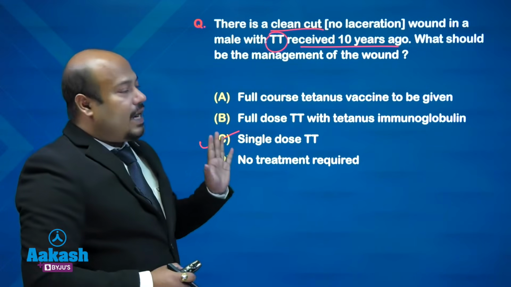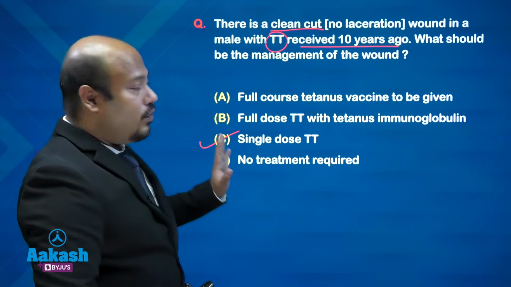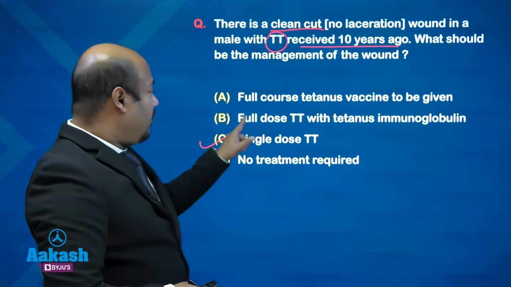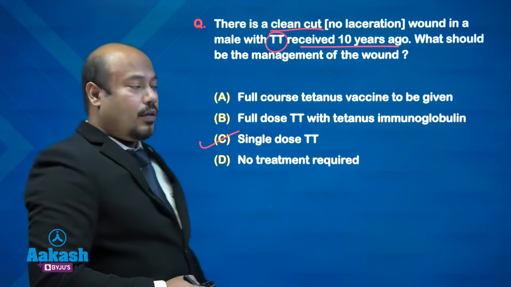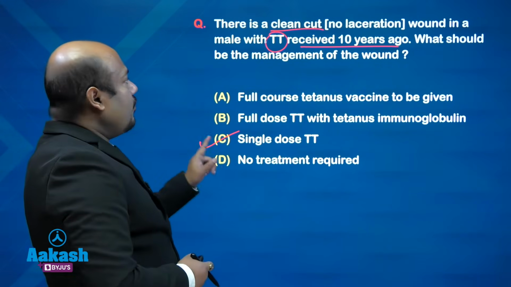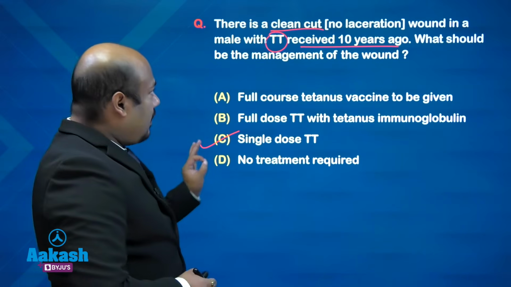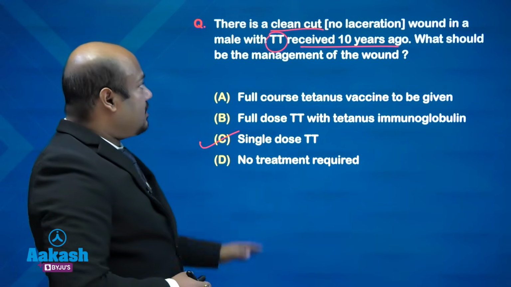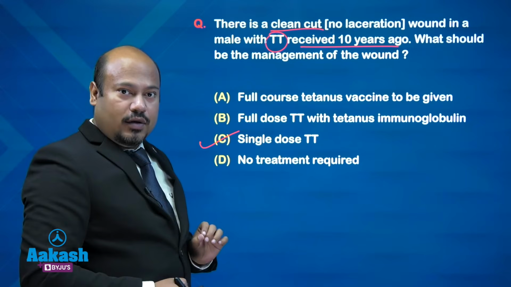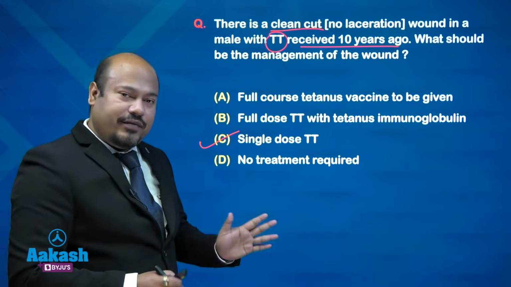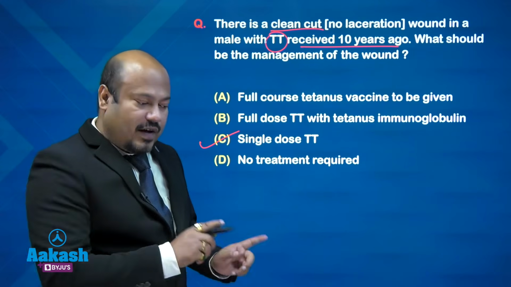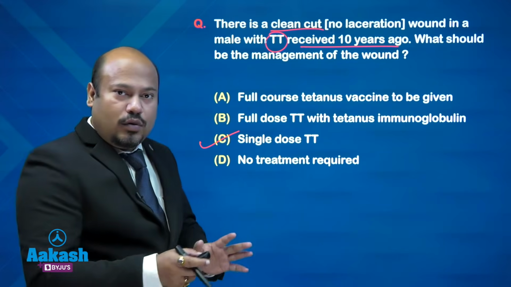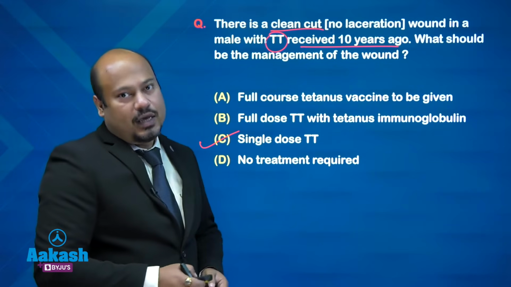If they say that it's a lacerating wound, not a clean cut, and the patient's immunization status is not known, then you have to go for full dose TT with tetanus immunoglobulin. And no treatment required is when it's a case of clean cut and the tetanus toxoid or booster has been taken within 5 years. But it is said 10 years ago, so you have to give single dose TT. Less than 5 years, no intervention required, provided clean wound. 5 to 10 years, single dose TT. 10 years ago, single dose TT. Immunization status not known, TT plus the immunoglobulin.